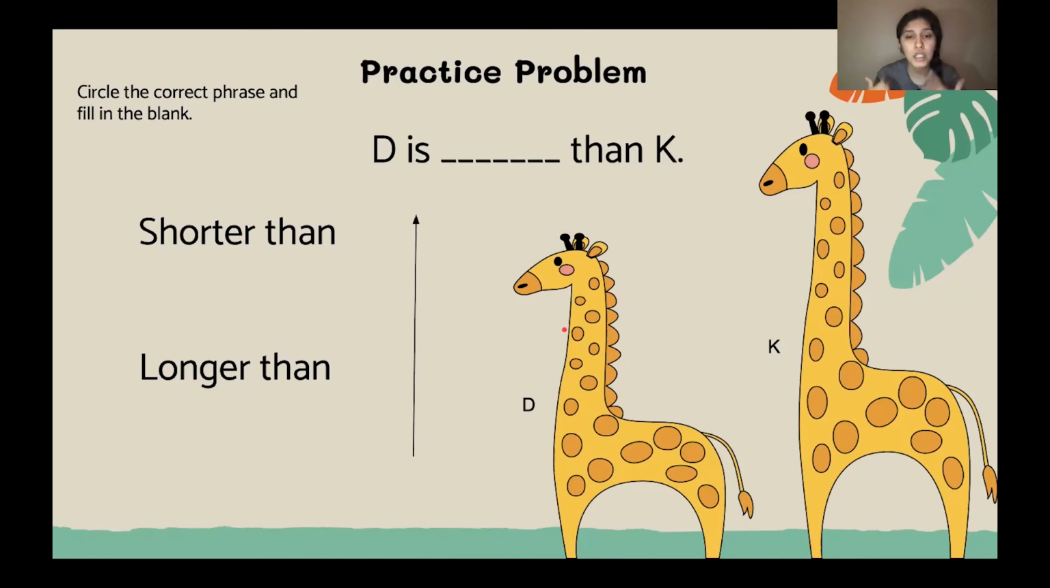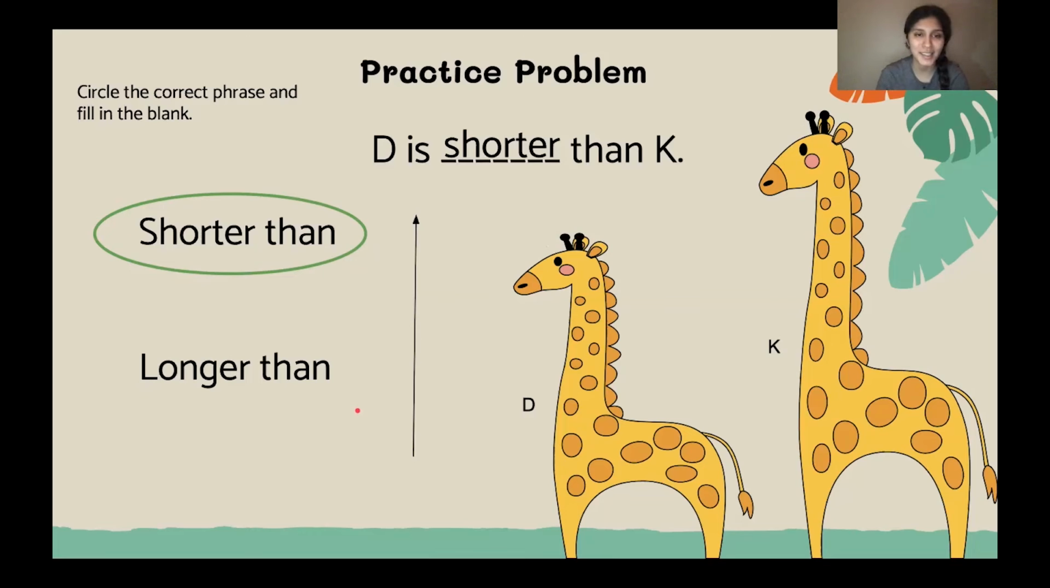And just by looking at it, I can tell that D is shorter than K. So I'm circling shorter than and filling in D is shorter than K, because D actually doesn't even go past K. If we were to measure it and have a line, D would actually end right there. Let's keep going with these practice problems.